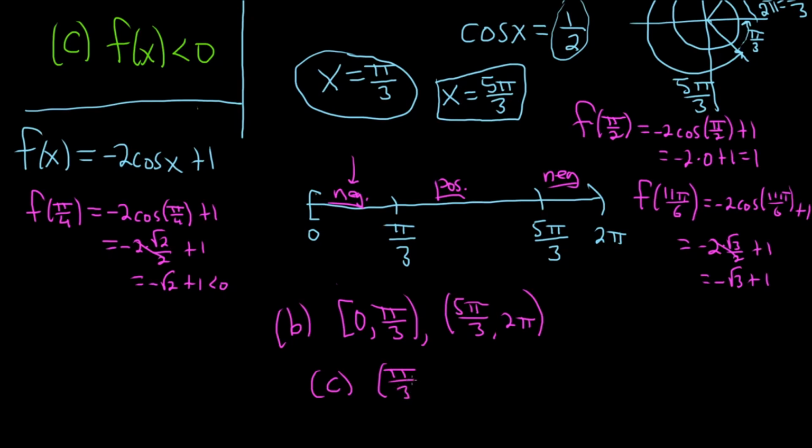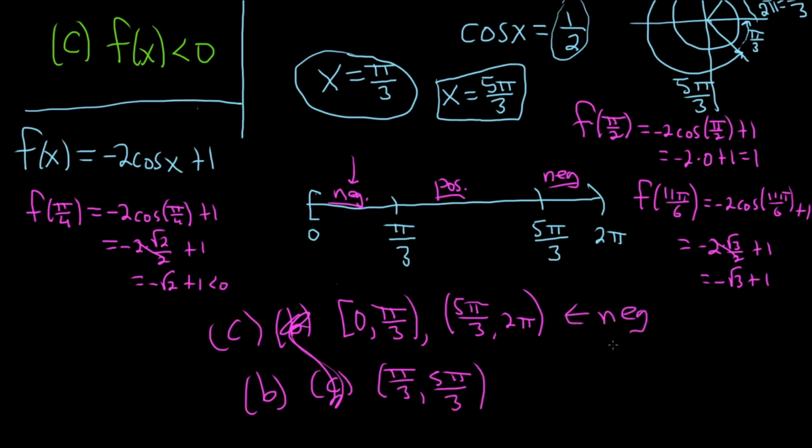Rather where it's negative. Oh, I did them backwards. So this is part C, and this is part B. And then positive would be pi over 3 to 5 pi over 3. Right, this is negative, and this is positive.